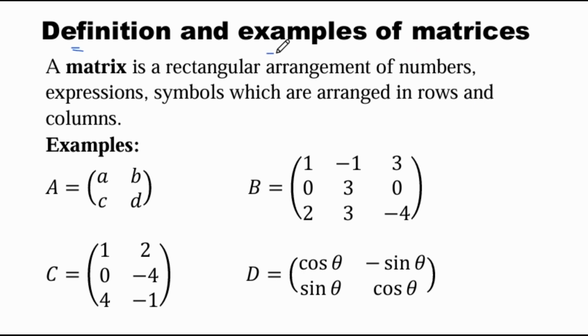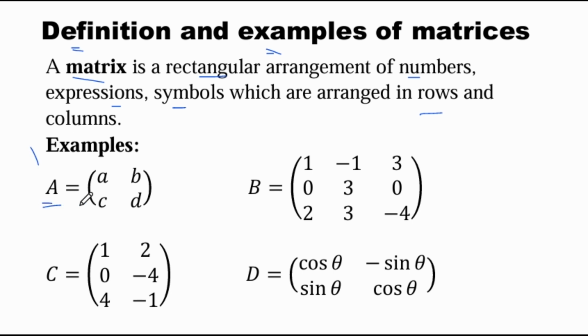Definition and examples of matrices. A matrix is a rectangular arrangement of numbers, expressions, and symbols, which are arranged in rows and columns. Here, these numbers, expressions, and symbols are called the elements of a matrix. We have examples.